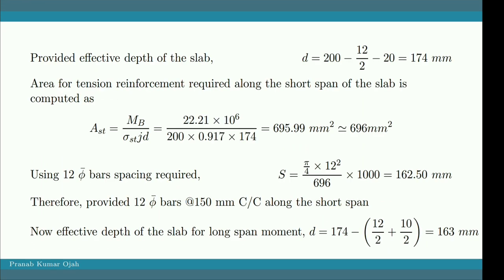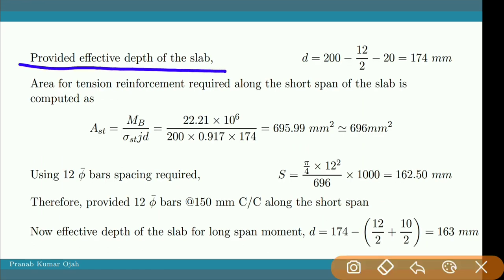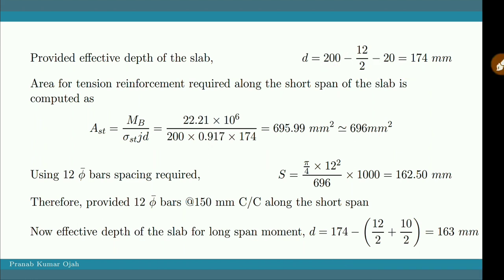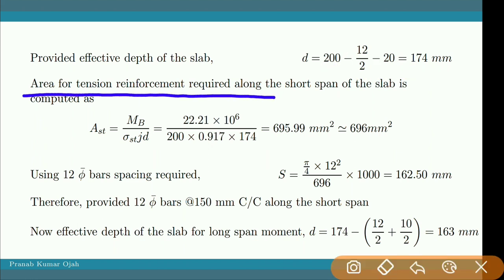Next, the provided effective depth. How much effective depth have we already provided? It is the gross depth 200 mm, minus 12 by 2, where 12 is the diameter of the tension reinforcement, and 20 is the clear cover. So the provided effective depth comes out as 174 mm.